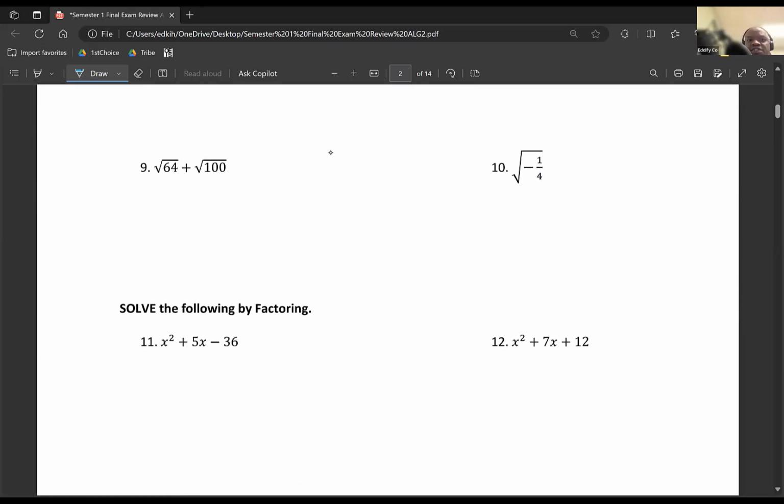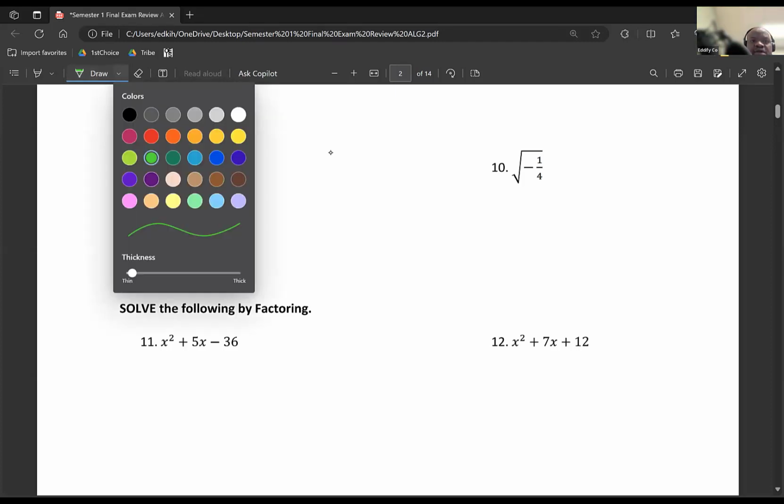Proceeding. Question 9 is really, again, adding two radicals. Thankfully, each of these has a square root. The square root of 64 is 8. The square root of 100 is 10, right? So you just add these together and you have 18 as your answer. Moving right along. Probably the easiest one we've seen so far, huh?